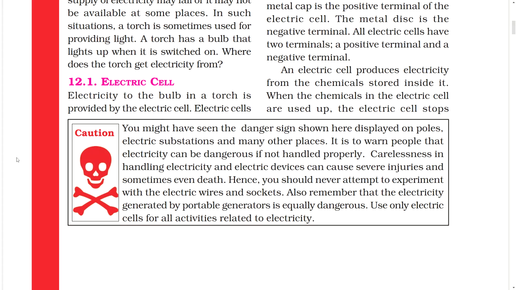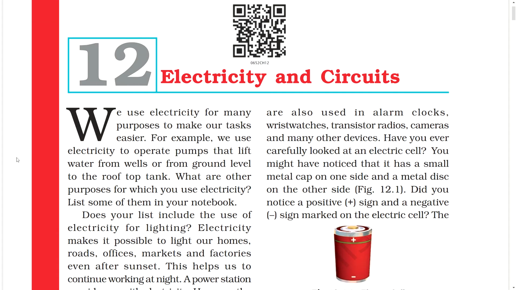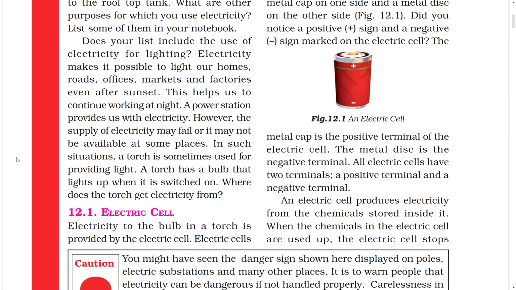12.1 Electric cell. Electricity to the bulb in a torch is provided by the electric cell. Electric cells are also used in alarm clocks, wristwatches, transistor radios, cameras, and many other devices. Have you ever carefully looked at an electric cell? You might have noticed that it has a small metal cap on one side and a metal disc on the other side. Did you notice a positive plus sign and a negative minus sign marked on the electric cell? Figure: an electric cell.